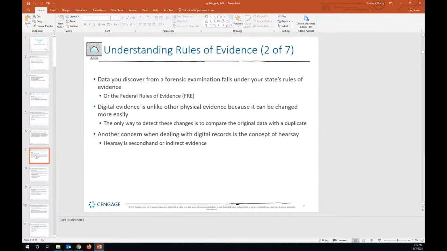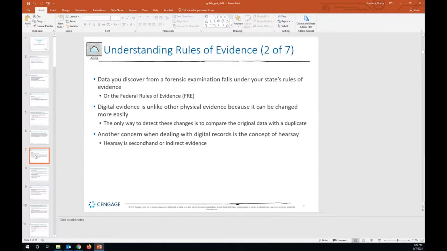Now, data that you discover from a forensic examination will fall under your state's rules of evidence, or it may fall under the federal rules of evidence. Digital evidence is unlike other physical evidence, though, because it can be changed more easily. And the only way to really detect that change is to compare it to the original data with a duplicate. Another concern that you have when dealing with digital records is the concept of hearsay.